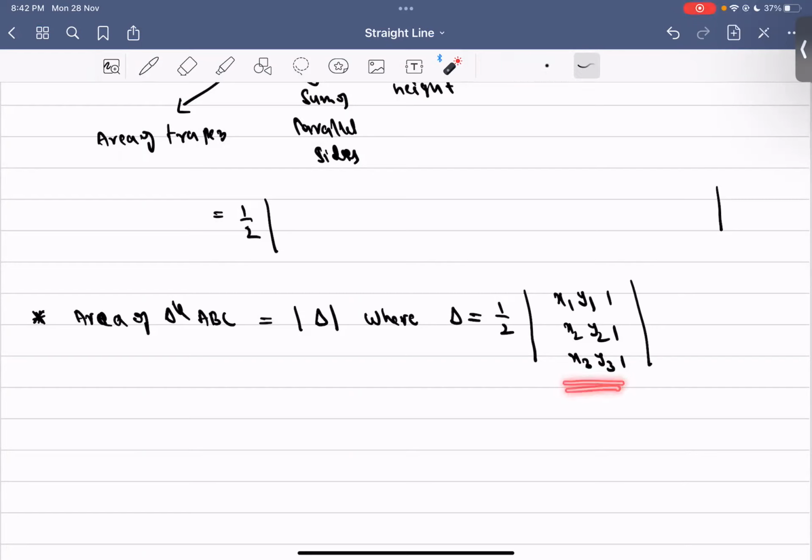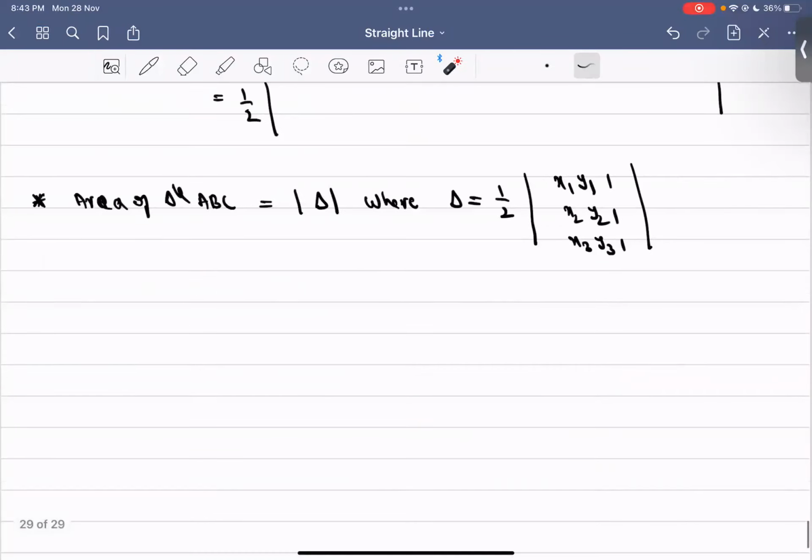Here these are the vertices x1 y1, x2 y2, x3 y3. Here you put 1 by 2. We have already seen the expansion of the determinant in the last class. For x1, you remove this row and this column: x1 into y2 minus y3. If you expand like this, you will get x1 into y2 minus y3, minus y1 into, you leave this row and this column, x2 minus x3. Like this, again you will get the same form. That's why area is determined. You can memorize this one.